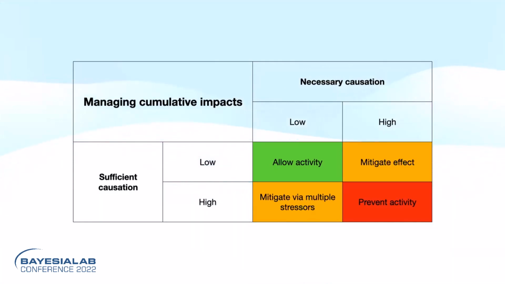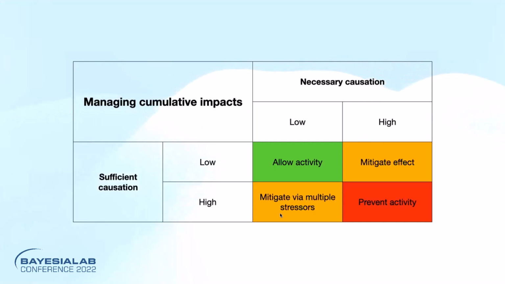The other two situations are a little bit different, where one is high and the other is low. So perhaps the activity can proceed, but with some kind of mitigation that depends on which type of causation is more predominant. In the case of high necessary causation but low sufficient causation, perhaps we can mitigate that effect. For instance, this goes back to the grizzly bear example, where roads are necessary to drive that unsustainable grizzly bear mortality, but aren't sufficient in the absence of people. So taking actions to control the human element can mitigate that causal effect.